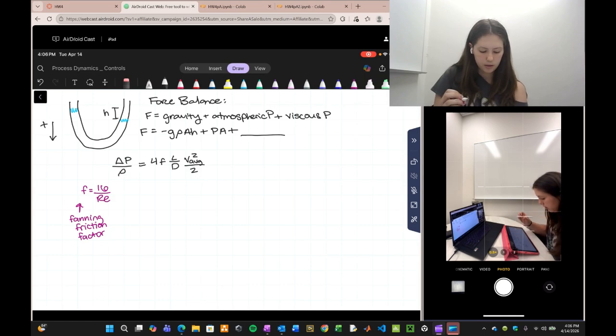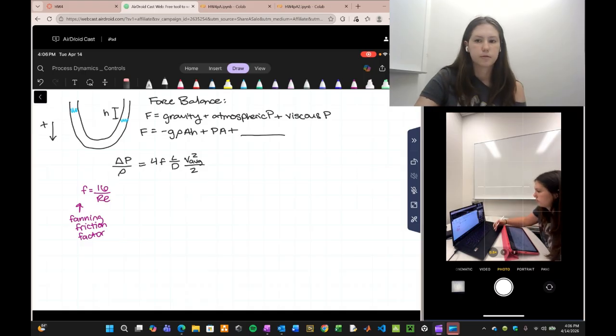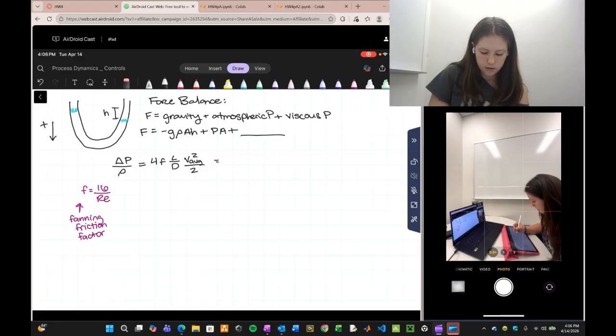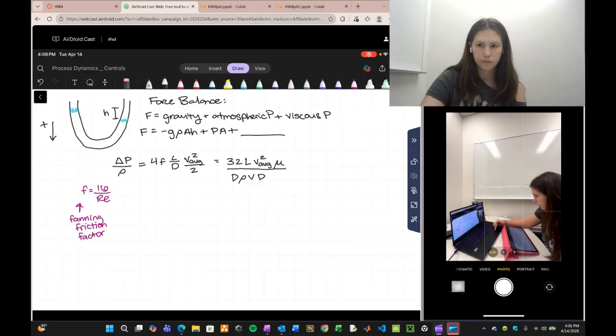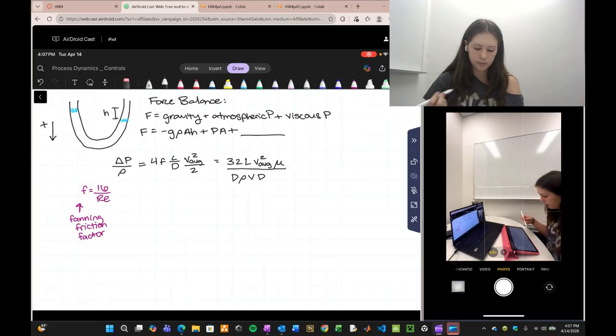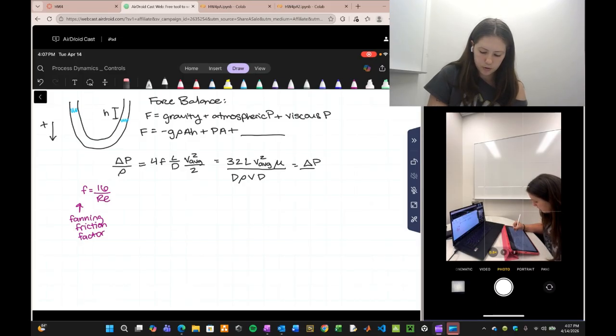So if we rewrite this equation, we end up getting 32 L, and then we'll get our V average squared, and then times our viscosity over D times our density times our velocity, and then times our density again. So we can see there are a few things we can cancel out here to make this a little simpler. Again, this equals delta P over rho. And so we see that this V cancels out. We can combine our D's, and then this rho will cancel out. I think that's it.